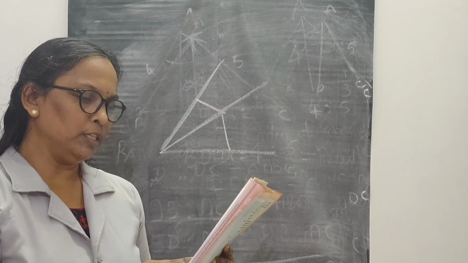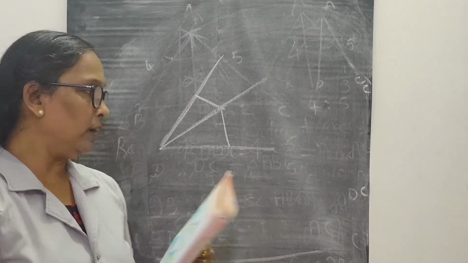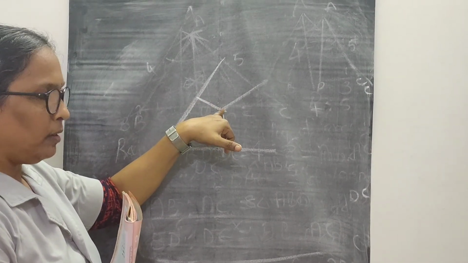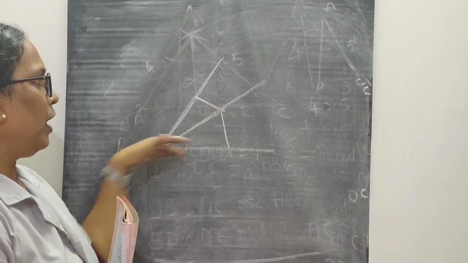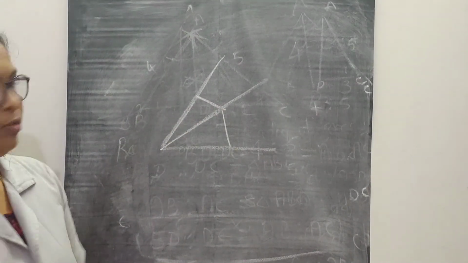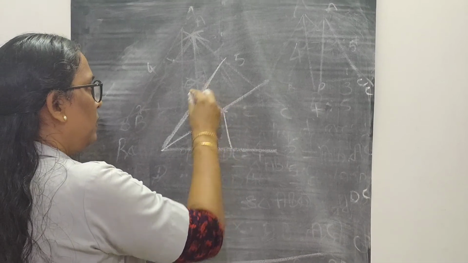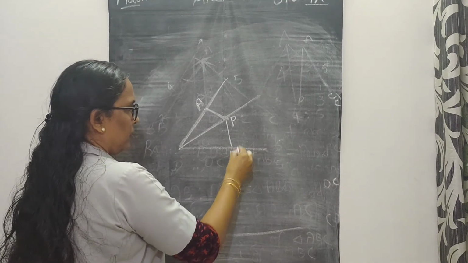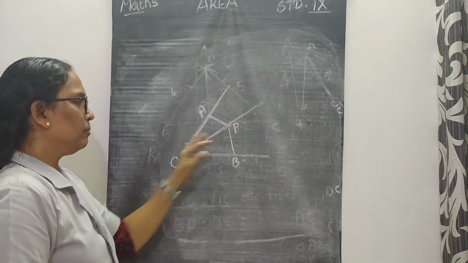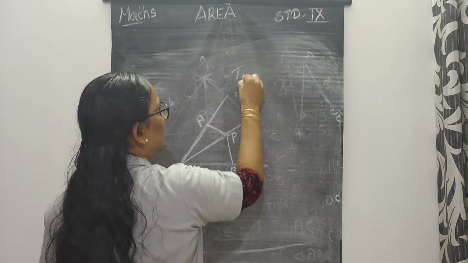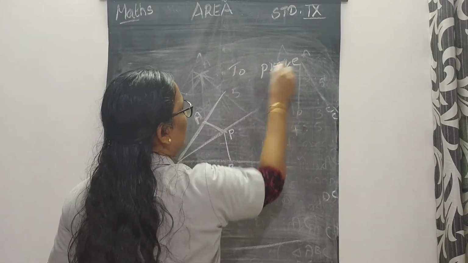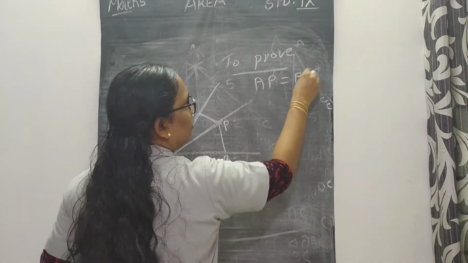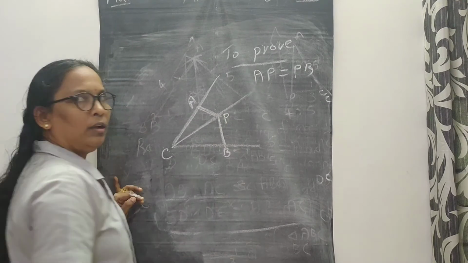The length of the perpendiculars from any point on the bisector of an angle to the sides. These perpendiculars are drawn from any point on the bisector to the sides of the angle. So you have to prove these two lines are equal. We can mark them as PA and PB. To prove the perpendiculars are equal means AP equal to PB. We have to prove these two lines are equal.